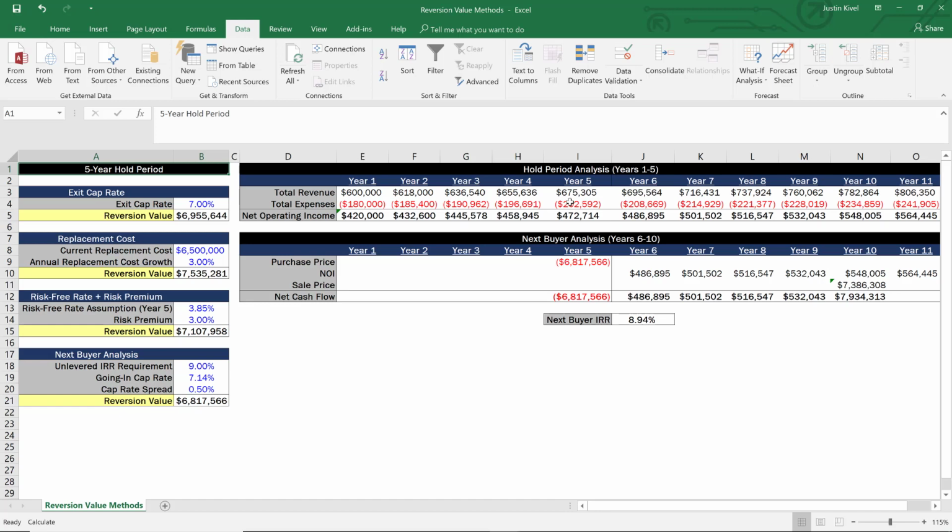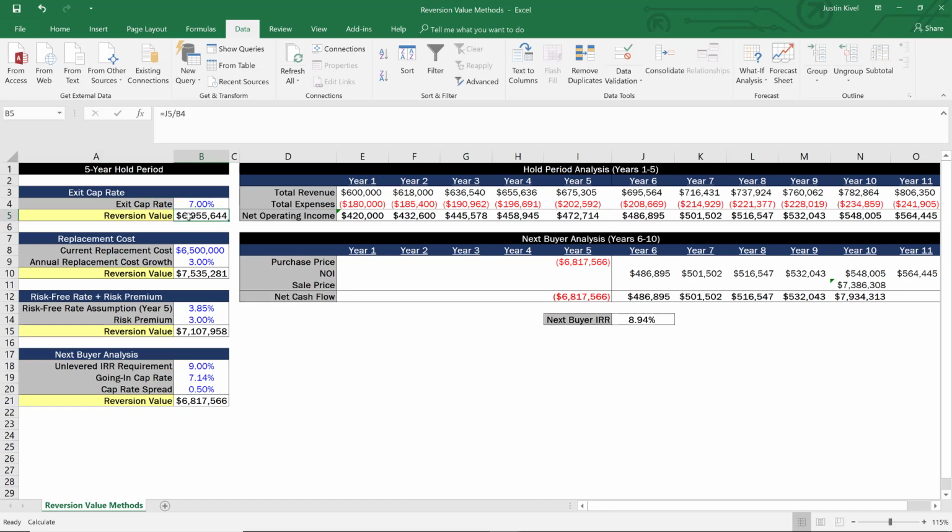So in this case, we hold the property for 5 years, and then in the 6th year of ownership, we're projecting that the net operating income will be $486,895. So in this case, if we're going to use the exit cap rate method, what we're going to do is assume some sort of exit cap rate and use that cap rate to come up with a reversion value. And our reversion value is going to be calculated in this case.